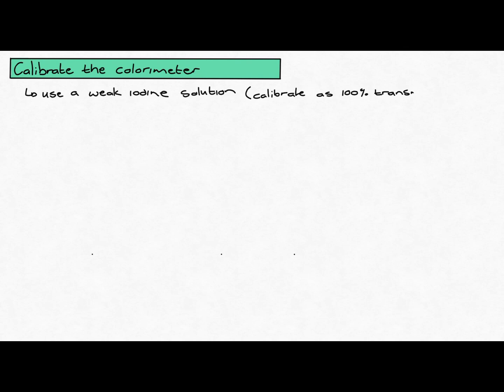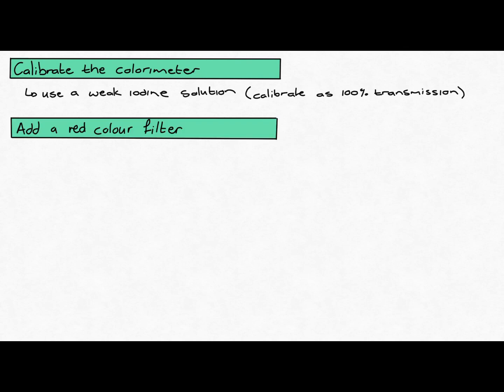So how do we apply this to our amylase enzyme experiment? The first thing that we're going to do is calibrate our colorimeter. We're going to use a weak iodine solution as an endpoint. This means that we'll calibrate it as 100% transmission. This will show that no color change has occurred from this point. We're then going to add a red color filter. This will make our results more accurate and more precise because we will only be using one wavelength of light.